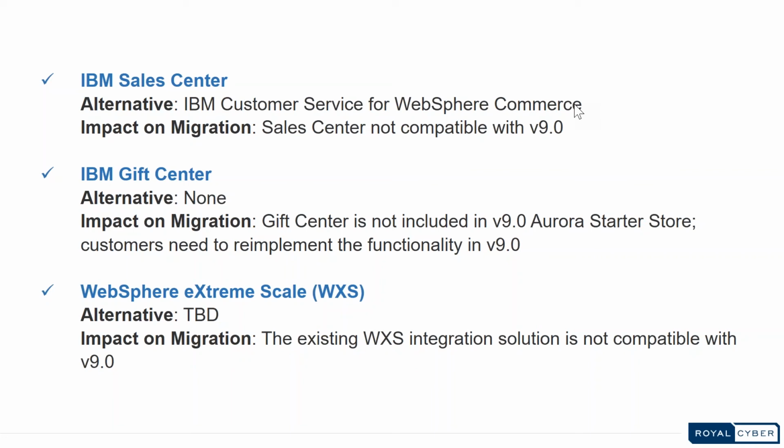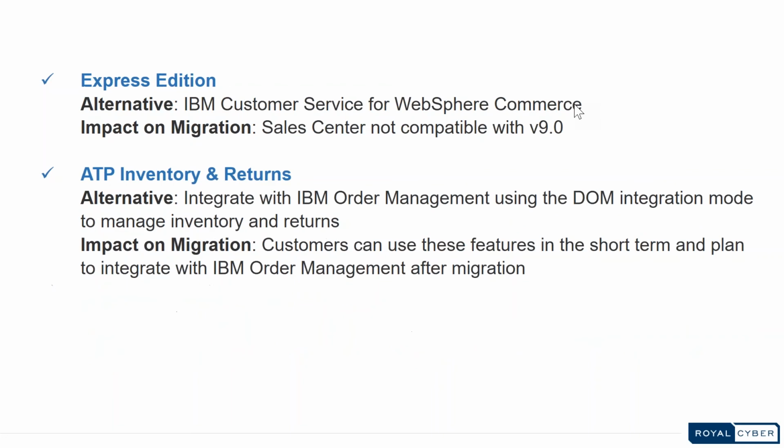Sales Center is no longer available with V9. It's not compatible. But thankfully, with version 8, IBM released a very extensive set of features on the CSR module, which can enable you to buy on behalf, lock shopping carts, work with the customers on the phone while you can look into their shopping cart, add products, remove products, do a complete checkout, so on and so forth. It's a pretty extensive tool set that is already available to us, and that has been extended to version 9, which can replace the Sales Center functionality.